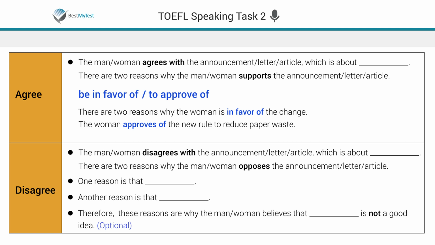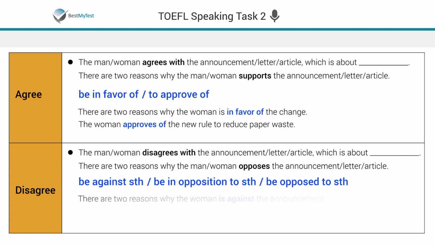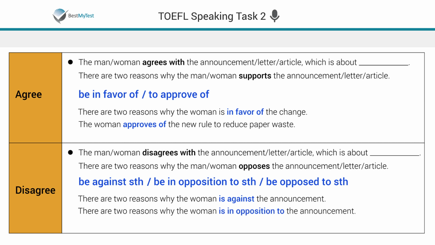Likewise, you can be against something, you can be in opposition to something, you can be opposed to something instead of oppose something. So here's some examples. There are two reasons why the woman is against the announcement. There are two reasons why the woman is in opposition to the announcement. There are two reasons why the woman is opposed to the announcement.